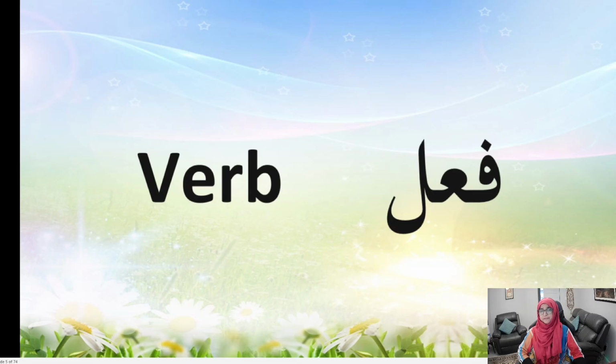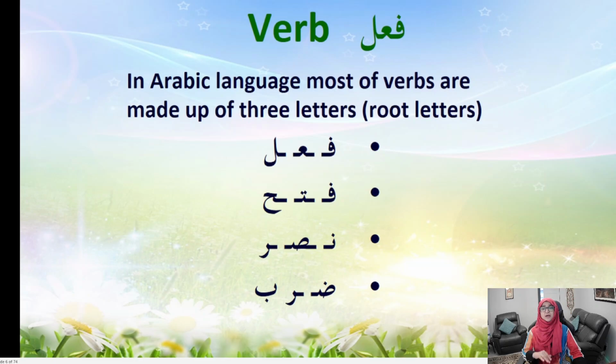Today we are doing fi'al, and we have learned that in the Arabic language, the majority of the times, fi'al has 3 root letters. It always has 3. Some do have 4, but maximum there are 3, and we'll always focus on this. For example, fa'ala is the root letter of fa'al. Fataha is the root letter of fataha. Nun sad ra is the root letter of nasara, and dad, ra, and ba is the root letter for daraba.